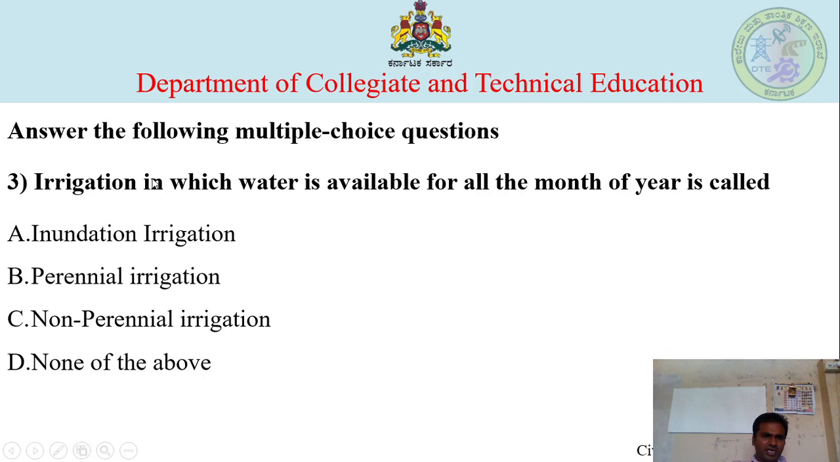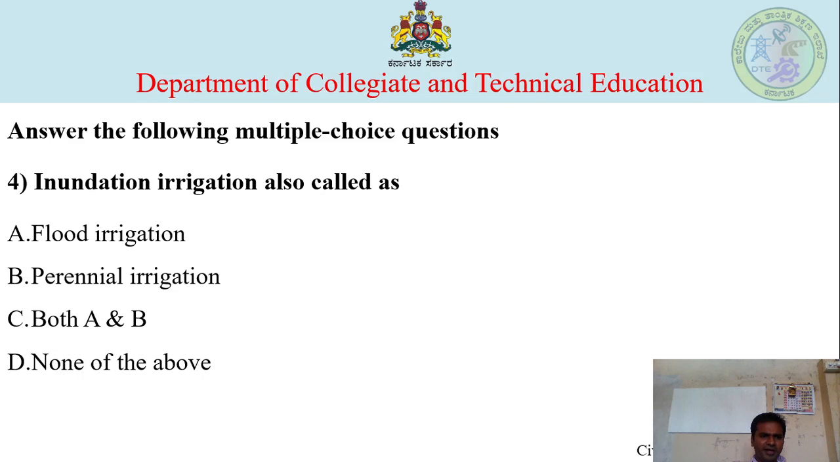Third question: irrigation in which water is available for all the months of the year is called inundation irrigation, perennial irrigation, non-perennial irrigation, none of the above. Answer is B, means perennial irrigation.